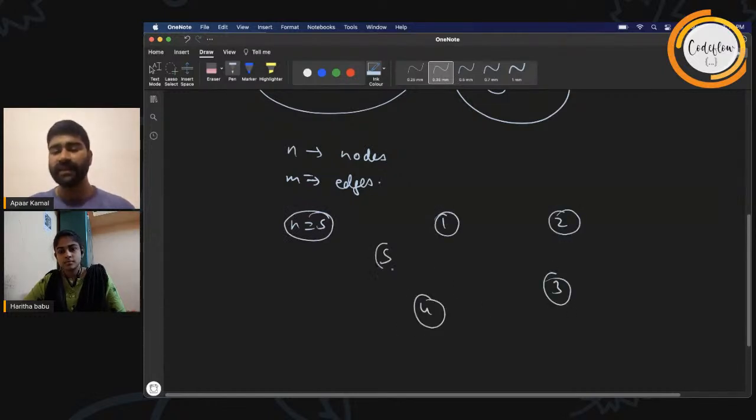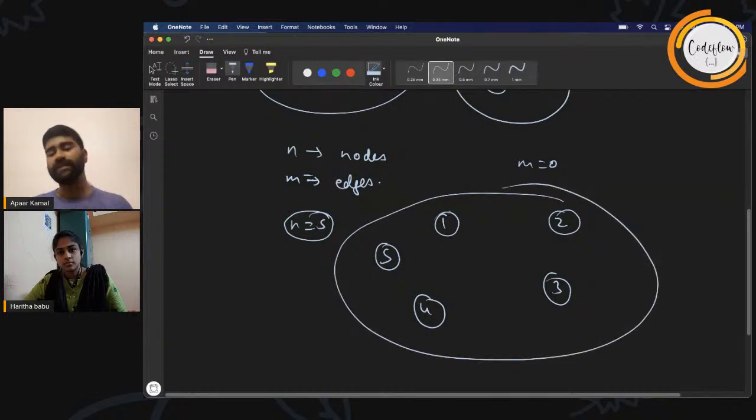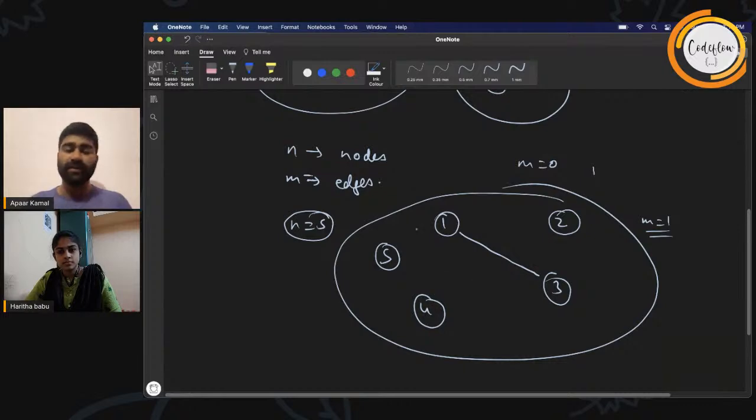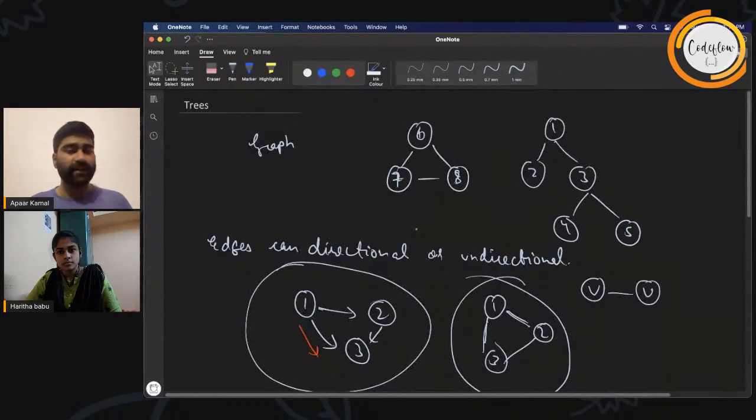It's not necessary, guys, that every one of these nodes is associated with an edge. It's not compulsory, right? So for example, I can have m equals to 0 edges. So guys, this is a graph in which no node is connected to any other node, right? No pair of nodes is connected in this. Cool. Now I can have a graph with m equals to 1 edge. What does this mean? Let's say I have only one edge that is between 1 and 3. So this is another graph, right? But this is not a tree. Cool. Now I hope you have completely understood what graphs are.